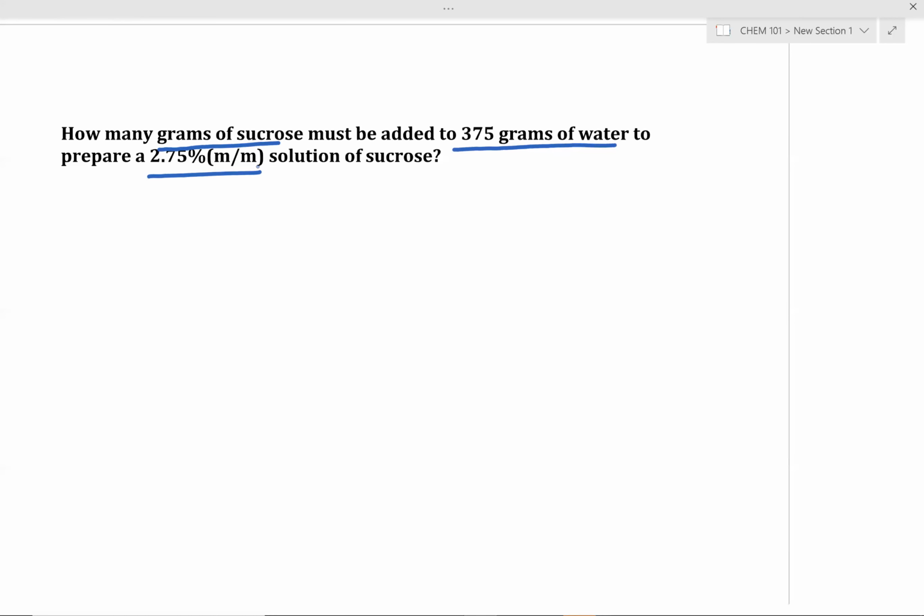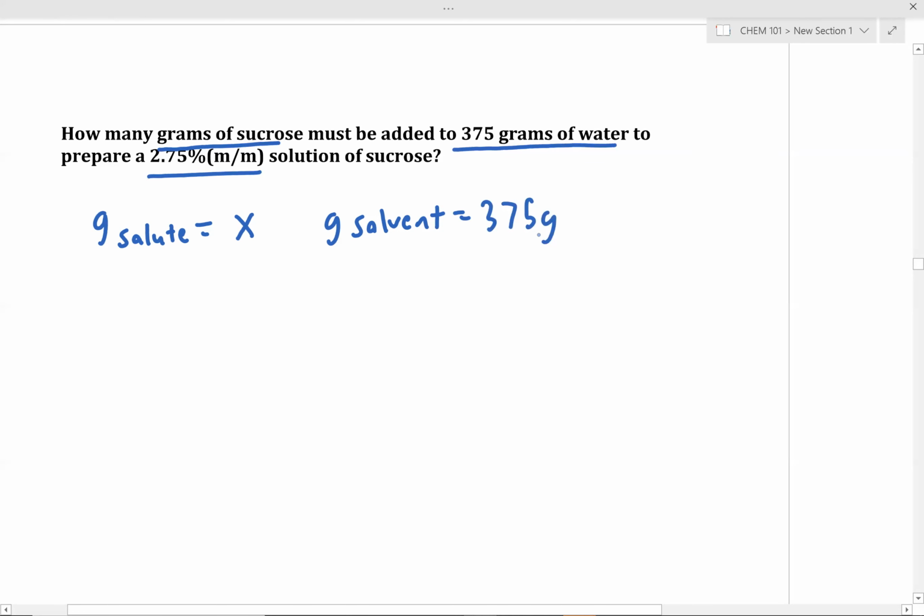So I saw a lot of reasonable solutions for, that's a bit of a pun, but I saw a lot of reasonable answers to the following expression. So let's talk a little bit about this. My grams of solute, I don't know, so I'm going to write it as X, just as a placeholder. My mass of solvent is water, so I have 375 grams. The total mass of my solution is equal to the total mass of solute plus solvent. So I have X plus 375 grams.